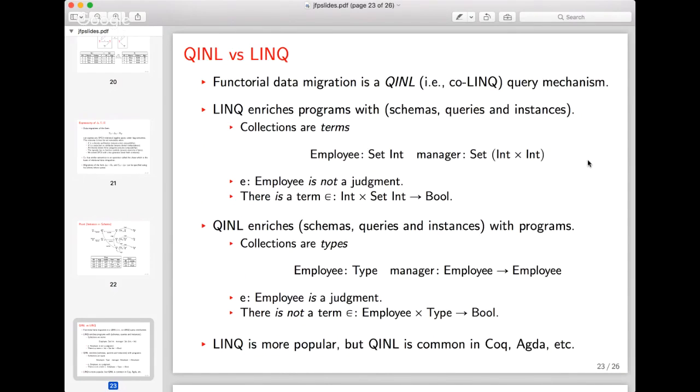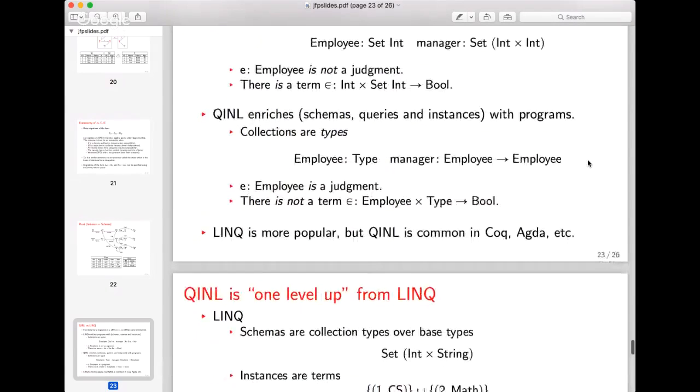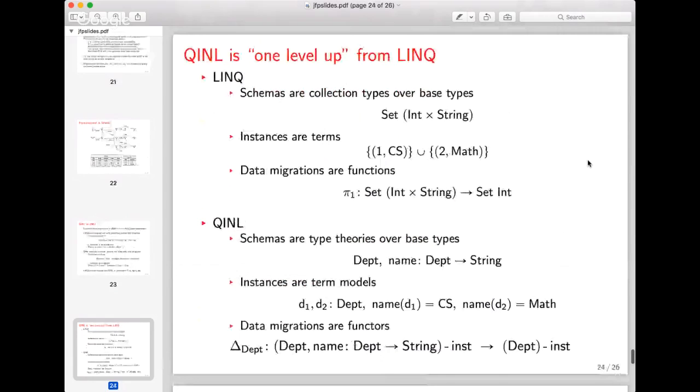So there's a big difference type theoretically between these two approaches. Do you want to represent collections as terms or as types? And they have different computational properties, and the LINQ approach is more popular, but the Kinnel approach you can find in dependently typed languages like Coq and Agda. And in particular, we can think of Kinnel as being kind of a one level up version of LINQ. So what do I mean by that?